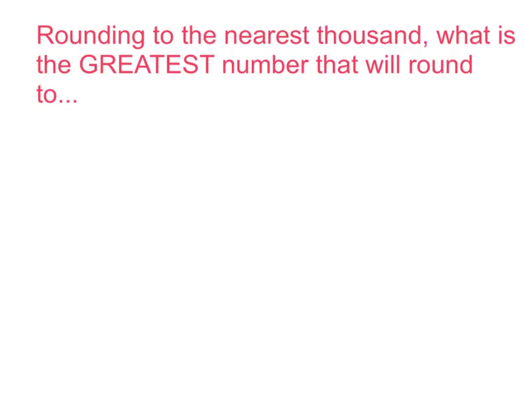Now let's try this same idea but working in the opposite direction. So this time, rounding to the nearest thousand, what is the greatest number that will round to 7,000? All right, so now we're looking for a number that's bigger than 7,000. But do we want to go to 8,000? What do you think?